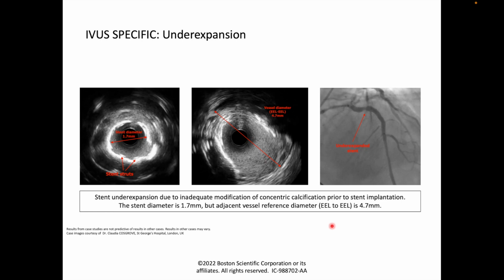And if you look at the reference segment, there the EEL diameter is around 4.7 millimeter. So that's how big the vessel is, and this is how under expanded the stent is. This is all because the stent bed was not properly prepared.